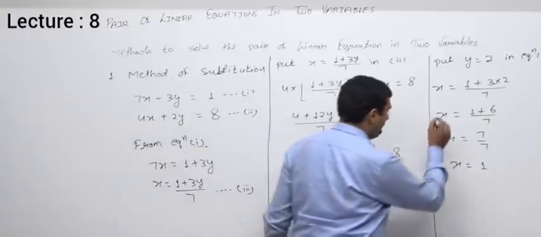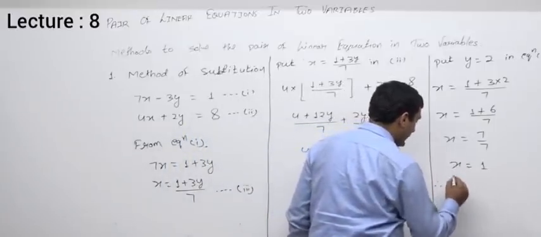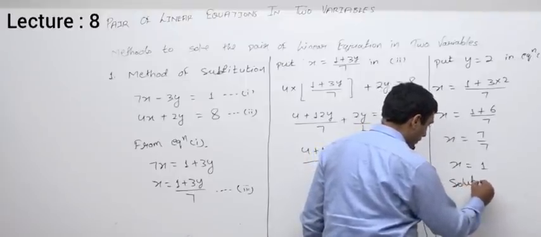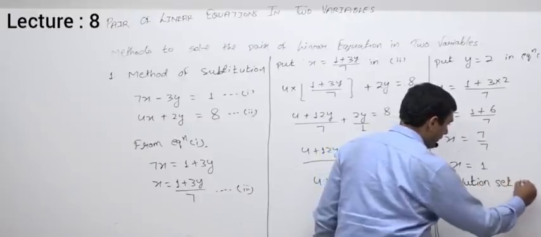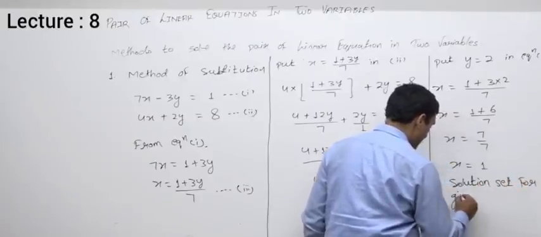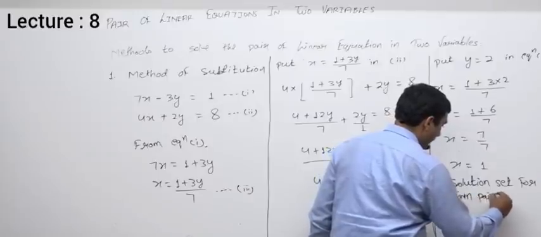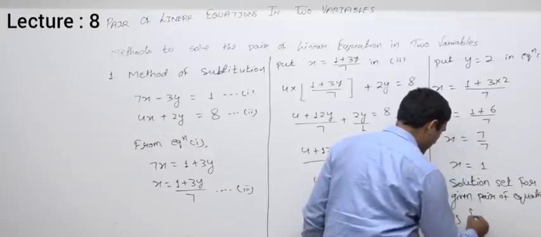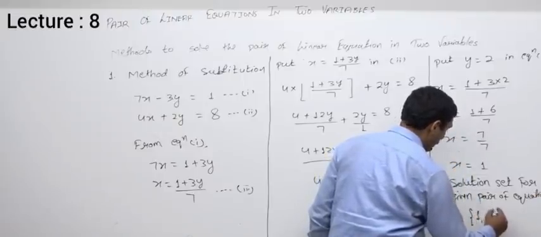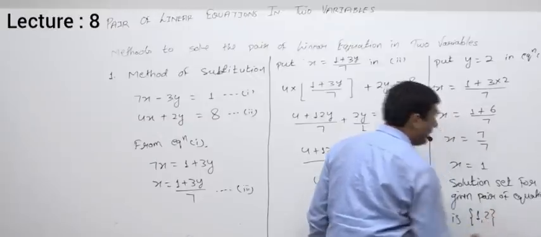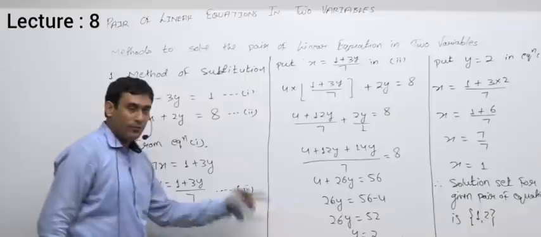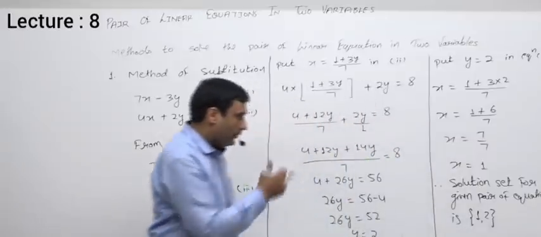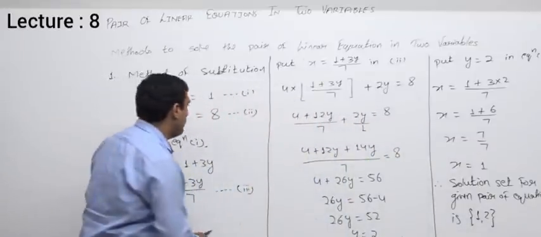So first of all I will write here a concluding statement. Therefore, the solution set for the given pair of equations is (1, 2). And here I wrote the solution in terms of set theory, as we discussed that in the next question we'll write in that form. So in any way you can write the solution.